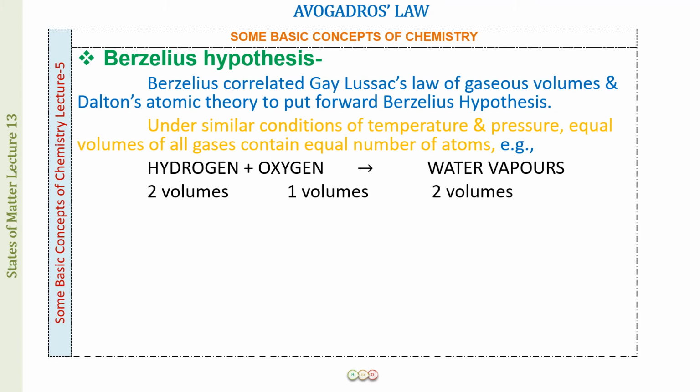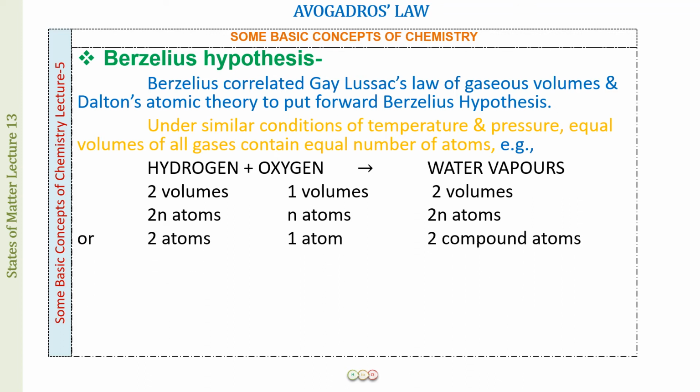Now, according to him, under similar conditions of temperature and pressure, equal volumes are going to contain an equal number of atoms. So, if supposedly one volume is equal to n number of atoms, the number of atoms in hydrogen is going to be 2n atoms. So, 2n atoms of hydrogen combining with n atoms of oxygen to give us 2n atoms of the water vapors.